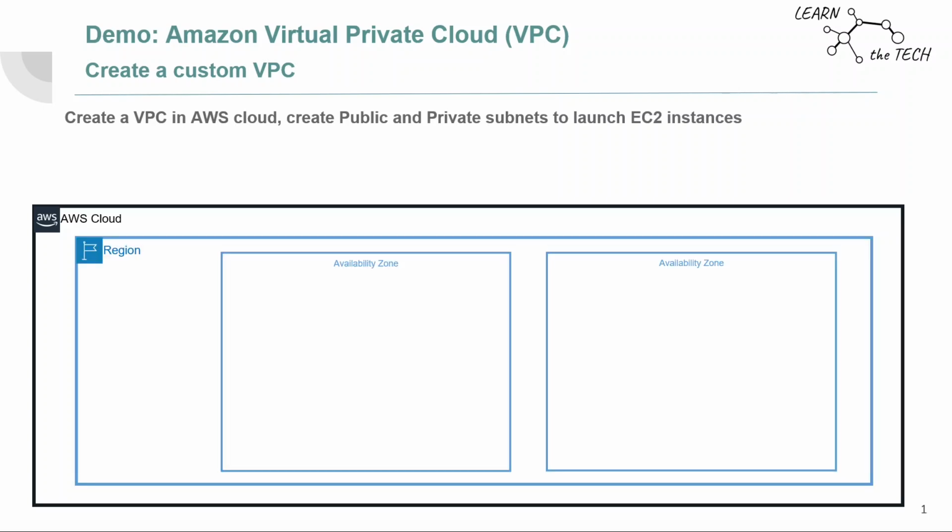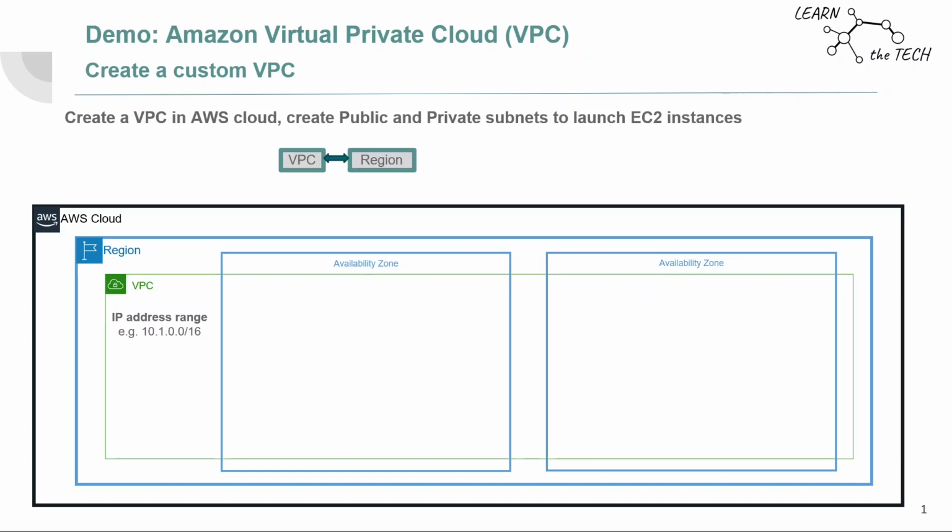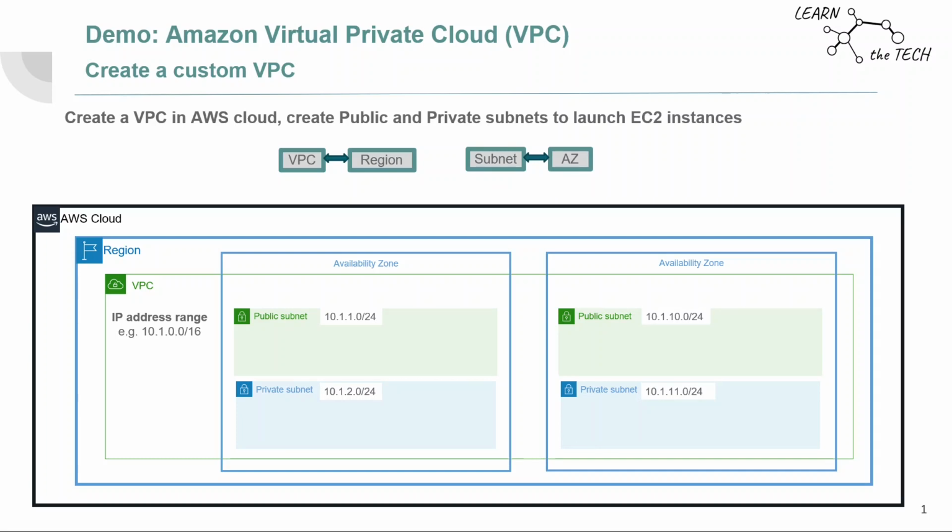So in AWS Cloud, we have different regions and every region has two or more availability zones. When you create a VPC, you create it inside a specific region and you assign an IP address range which can be used for whatever you launch in that VPC. Then you divide this range into virtual networks called subnets.